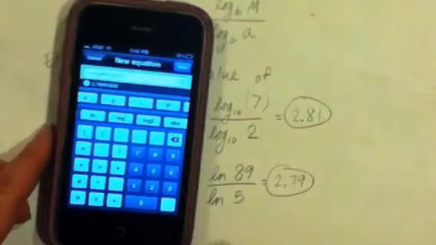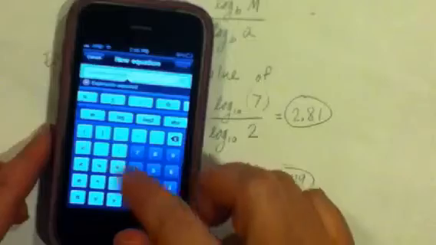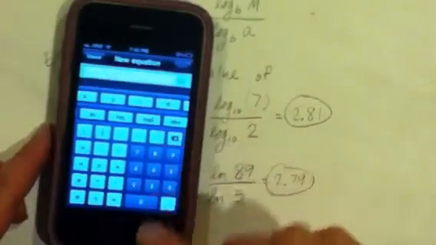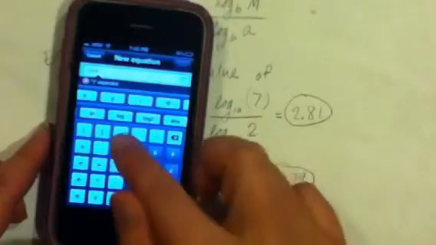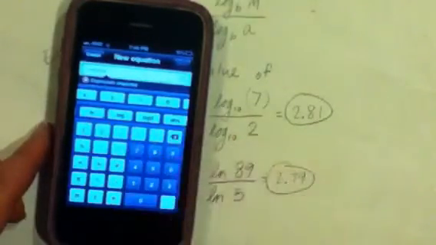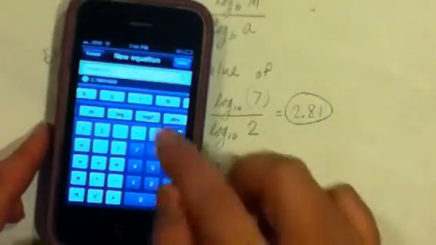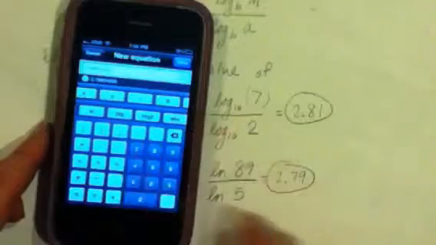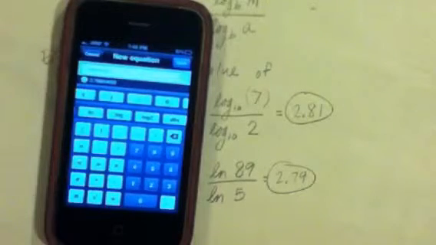Correct? I just want to prove to you that it would be the same answer regardless. Okay, so I should clear this out first. So there it is. So natural log of 89, close the parenthesis, divided by the natural log of 5, close the parenthesis, and our answer is there, and again it's identical to what we got when we used log base 10. So that doesn't really make any difference.